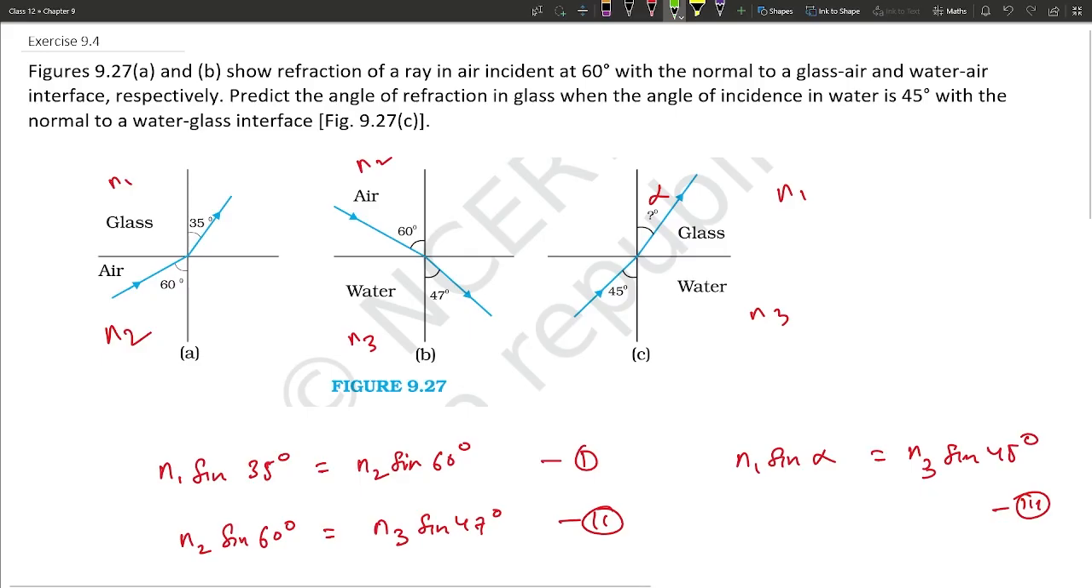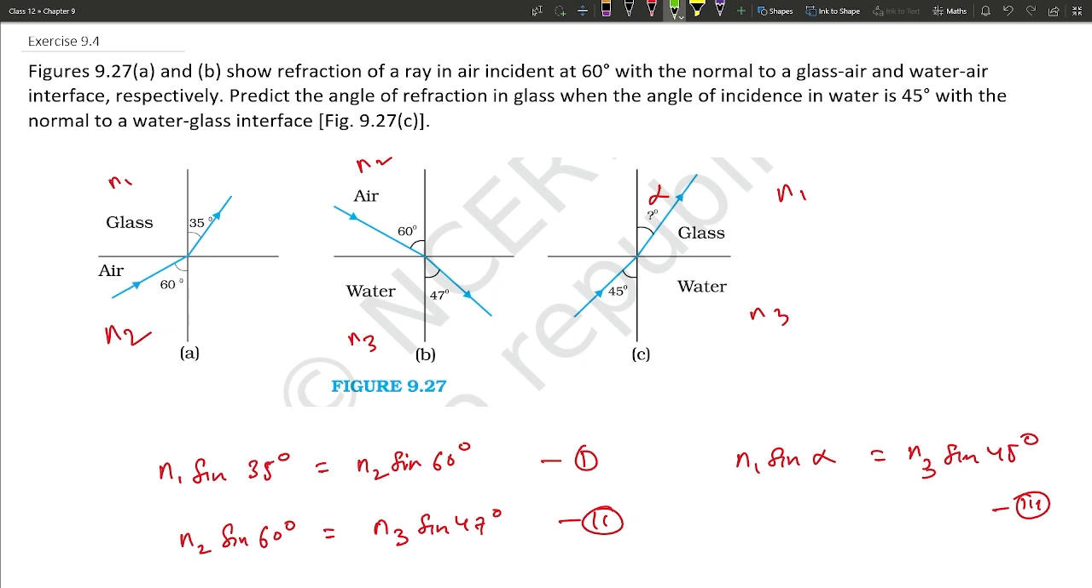The question says that figure 9.27 A and B show refraction of a ray in the air incident at 60 degrees with a normal to the glass-air and the water-air interface respectively. Predict the angle of refraction in glass when the angle of incidence in water is 45 degrees with the normal to the water-glass interface.